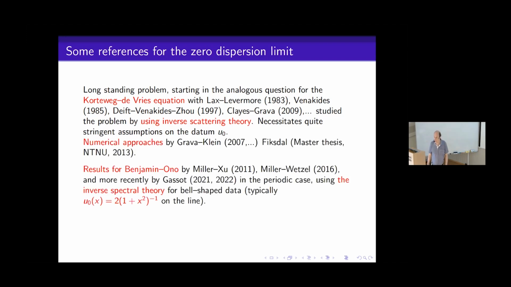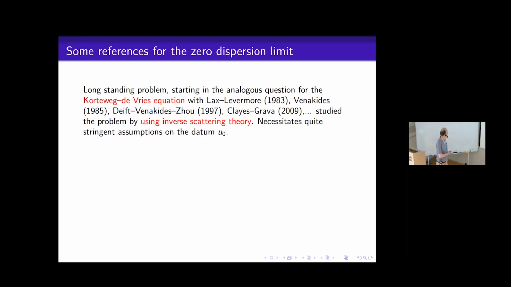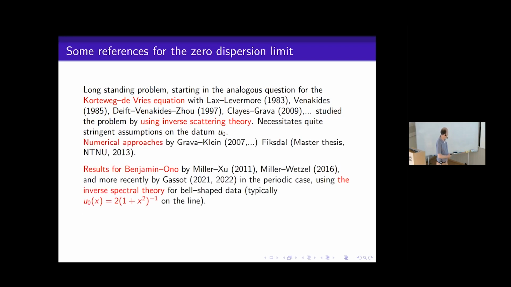There were numerical approaches, particularly by Tamara Grava and Christian Klein. There are many others. And in fact, preparing this talk, I found that there is a master thesis which was done at NTNU in 2013, under the supervision of Helge Holden. And he confirmed to me that this guy, Fixdal, wrote a master thesis on a numerical approach of the small dispersion limit for the Benjamin-Ono equation. He found a lot of oscillations.